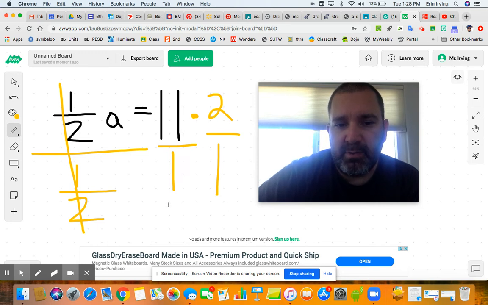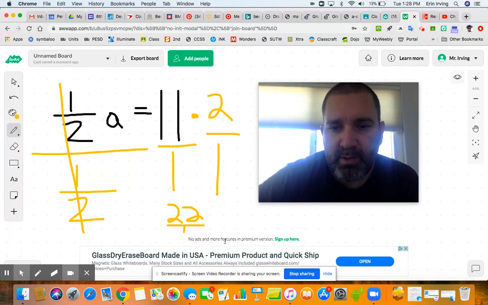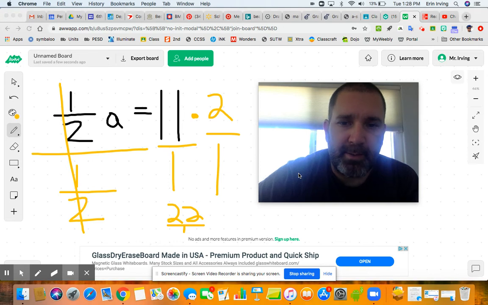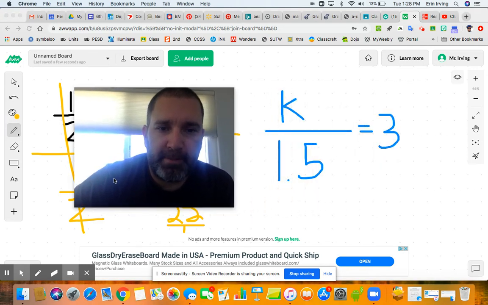11 times 2 is 22. 1 times 1 is 1. And 22 divided by 1 gives us our answer, which is 22. So that's how you would solve that problem. Again, just one step. Don't overthink it.